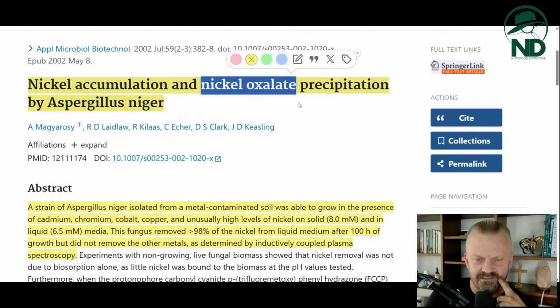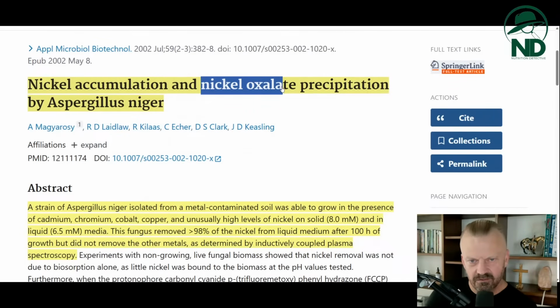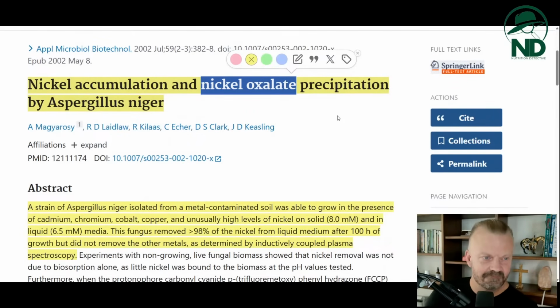Bet you haven't heard of nickel oxalate much. Some of you folks are really big on oxalates, and you're starting to realize that maybe the nickel is the problem instead of the oxalate, the oxalate dumping symptoms. But now we have nickel oxalates.